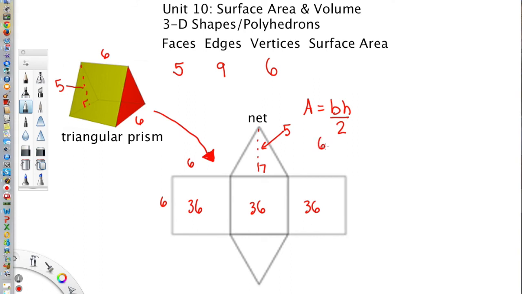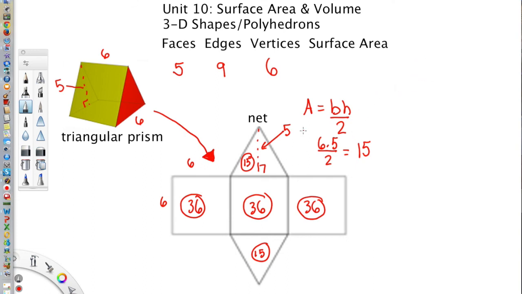And our base is 6, our height is 5, which gives us 30. We divide it by 2, and that gives us 15. So now we have the area. And this triangular face is identical to the other one. All of these faces happen to be identical as well. And we're not done yet.